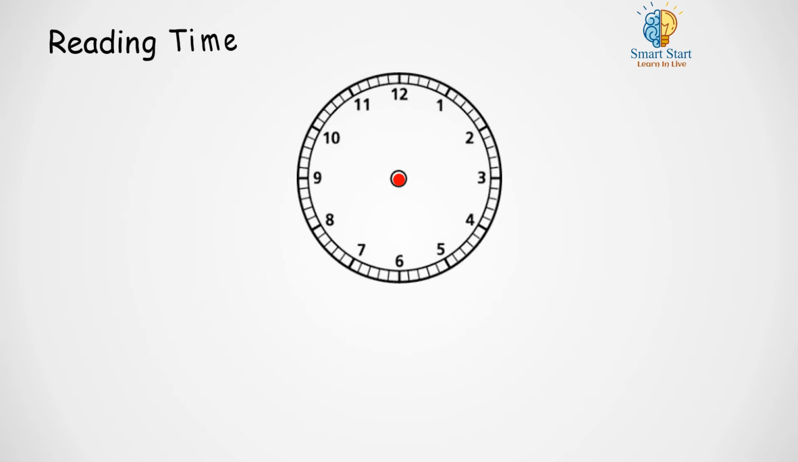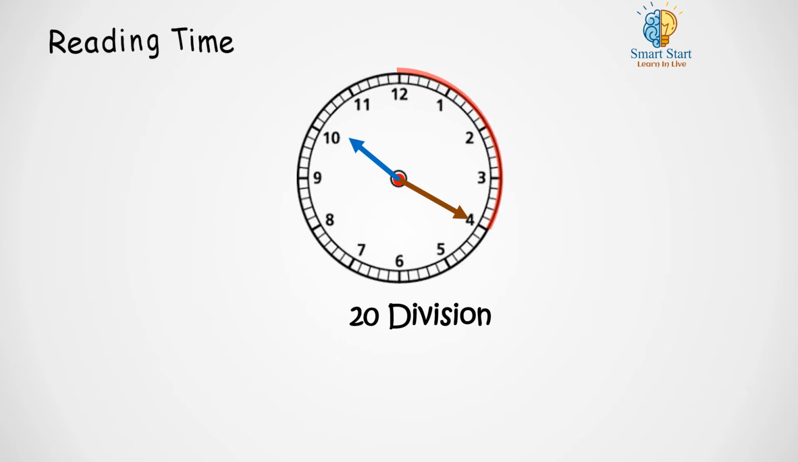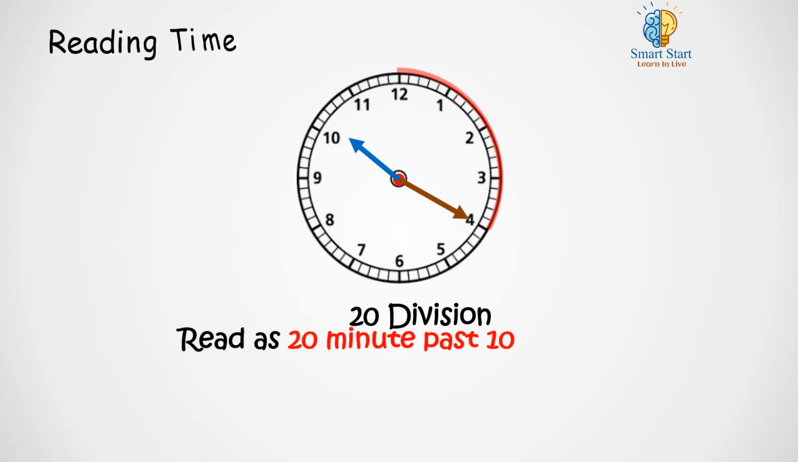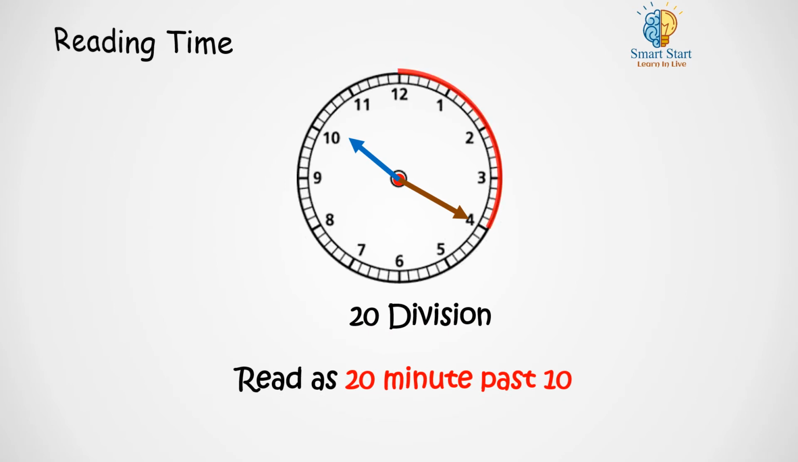For example, suppose the hour hand is at 10 and the minute hand is at 4. Between 4 and 12, there are 20 divisions. This means 20 minutes are completed after 10 o'clock. This time is read as 20 minutes past 10.